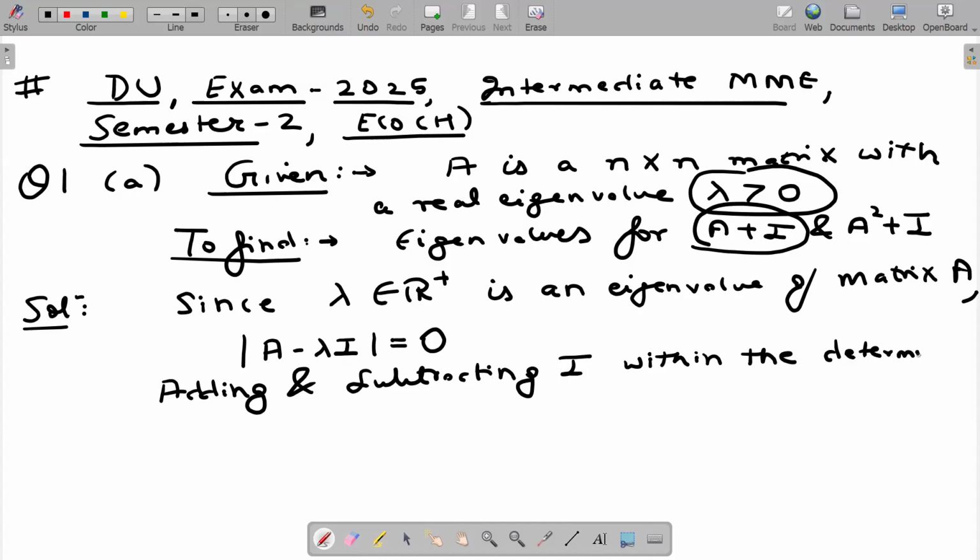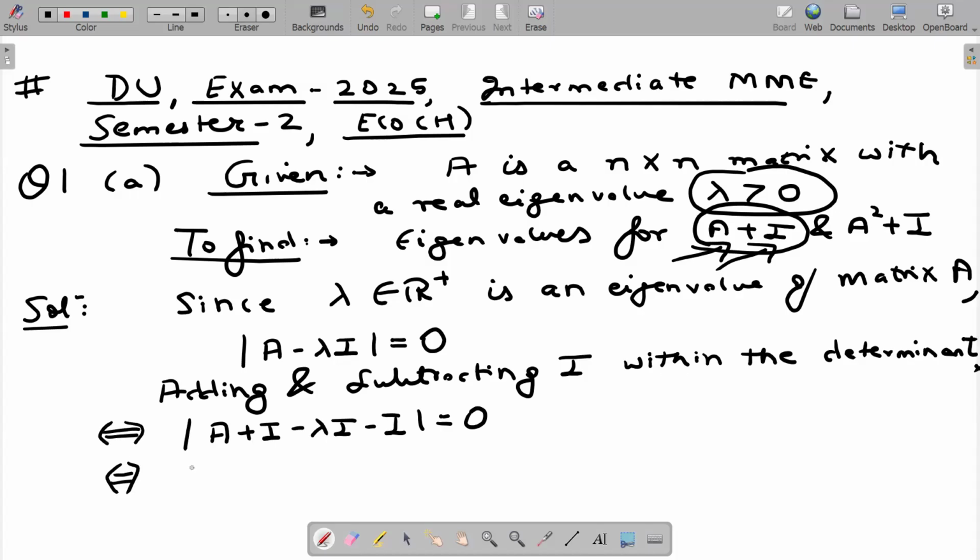The purpose of doing this is to create A plus I, because I need to find the eigenvalue for A plus I. So what I do, students, I have added I, but then I also subtract I. So within the determinant, I just added and subtracted I. How can I further write this? I can write this as A plus I, and within this, I can take I common. So I can write minus lambda plus 1 times I.